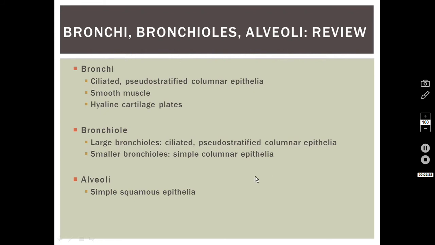So bronchi: ciliated pseudostratified columnar epithelium, smooth muscle, hyaline cartilage plates. Bronchioles: the larger bronchioles still have the ciliated pseudostratified columnar epithelium, but the smaller bronchioles tend to have simple columnar epithelium, smooth muscle, and no hyaline cartilage plates. And the alveoli are just a simple squamous layer of epithelia, so that oxygen and carbon dioxide can diffuse across that single layer of cells very easily.